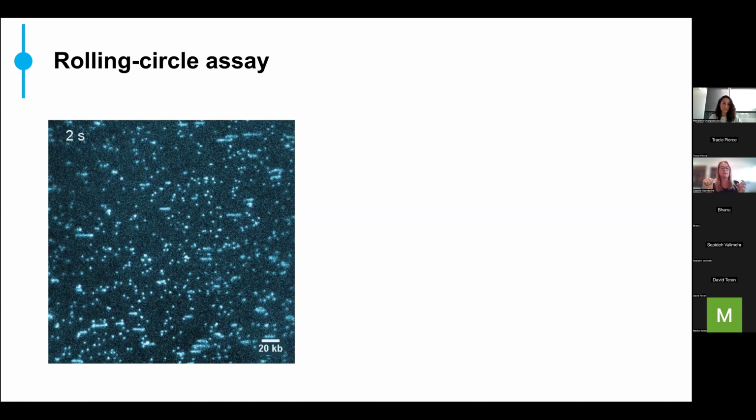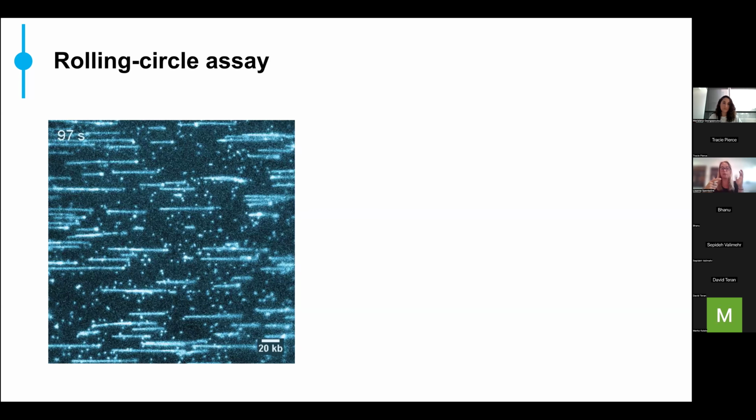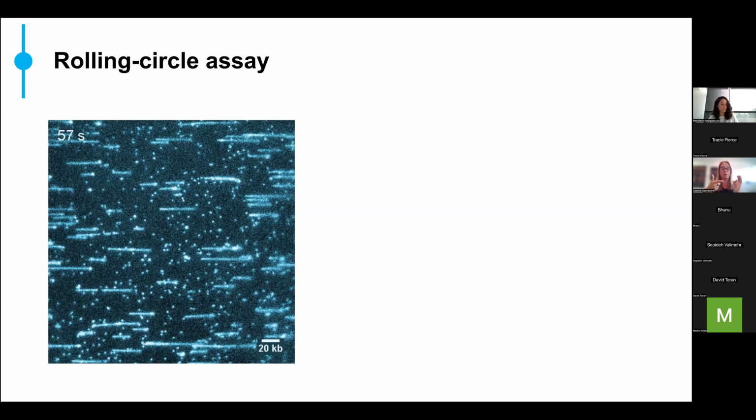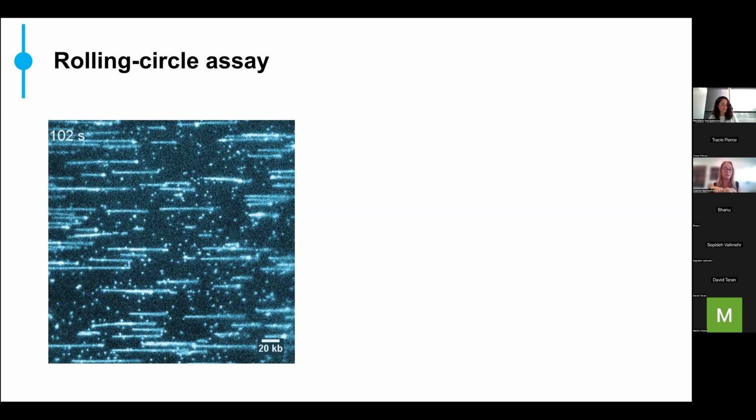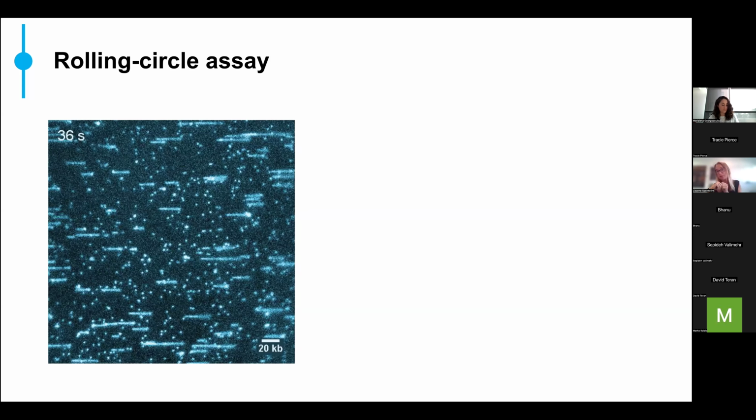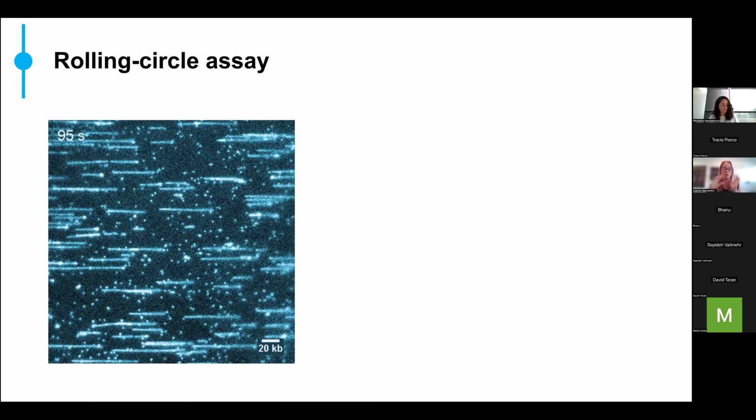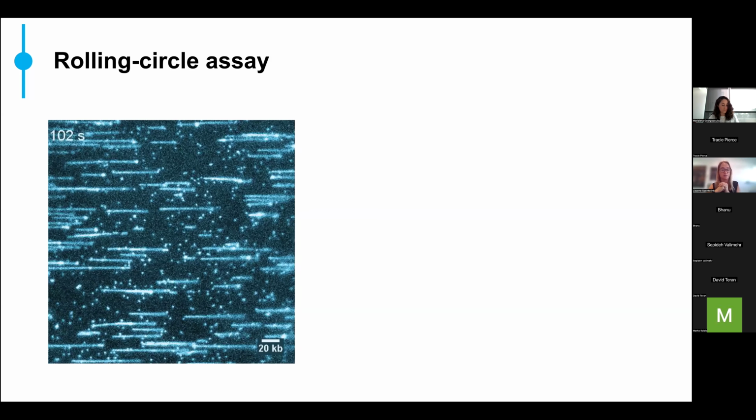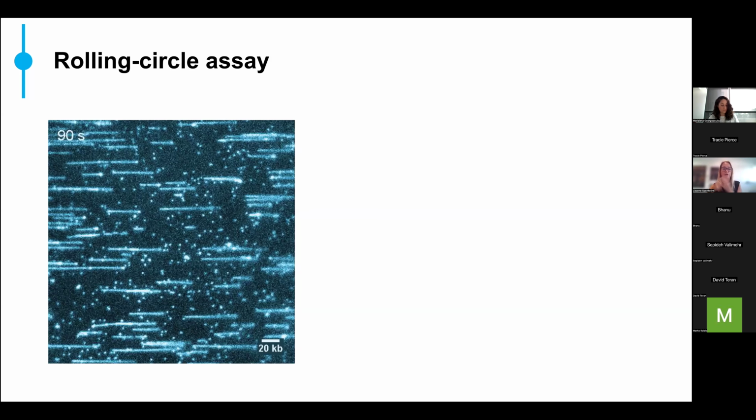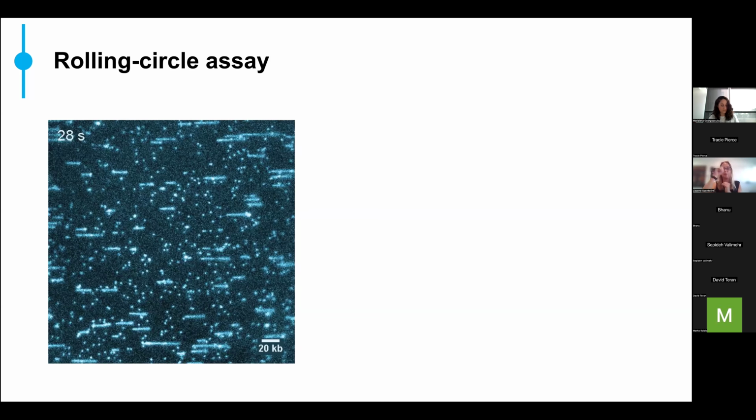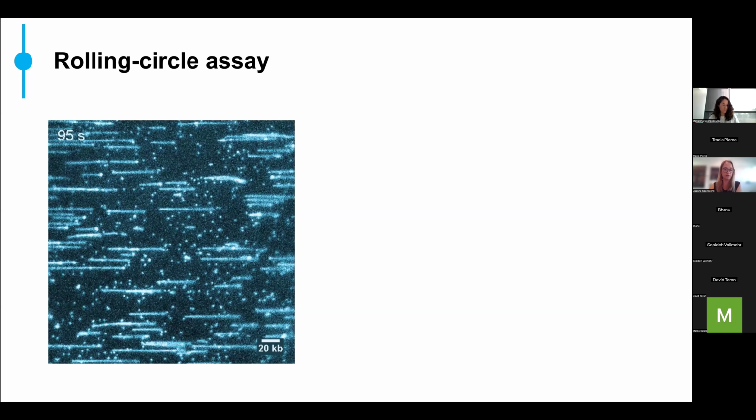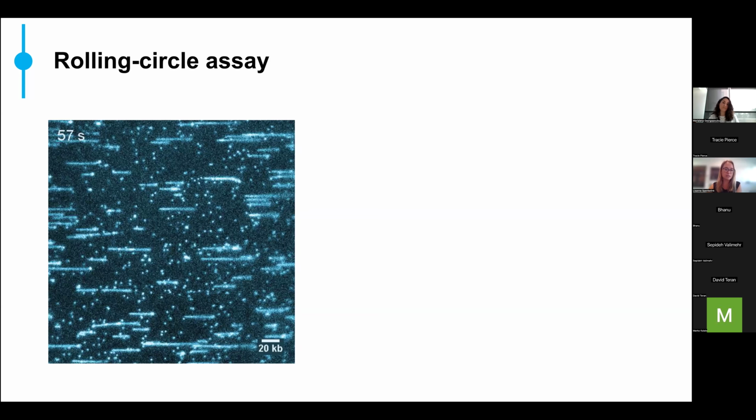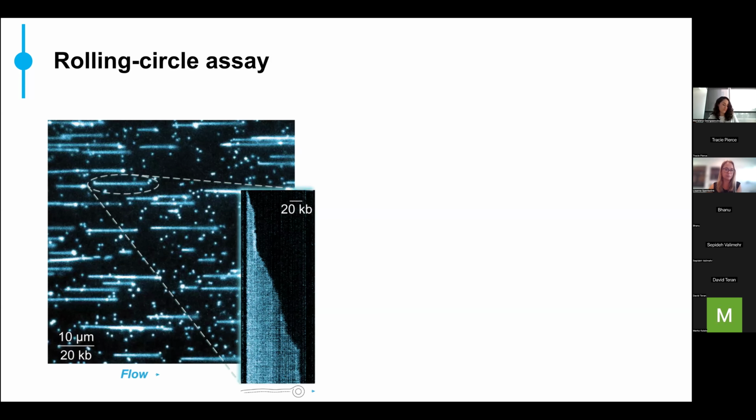We can see that not all templates are replicating. We can see that some replicate a lot of DNA, some replicate a tiny little bit, some go fast, some go slow, some stall. There's so much information already in this that you would not get from a traditional ensemble biochemistry assay. For example, if you ran these products on a gel, you would see one band and learn not a lot.